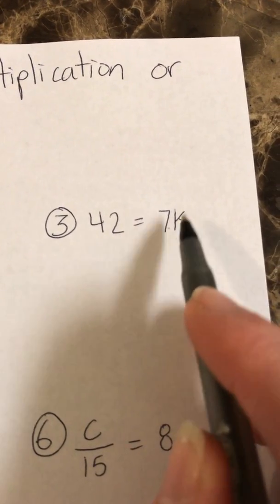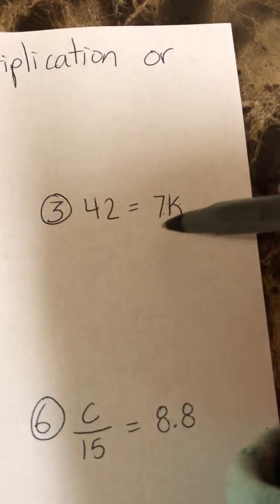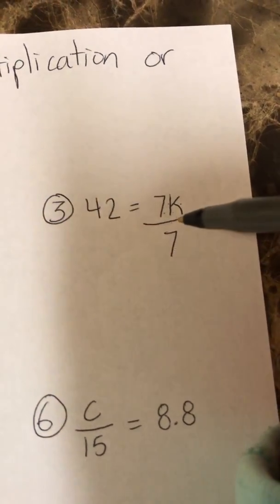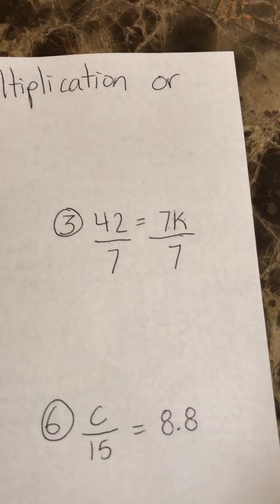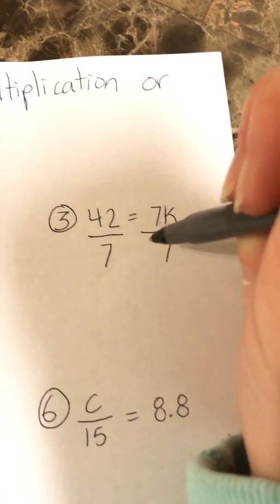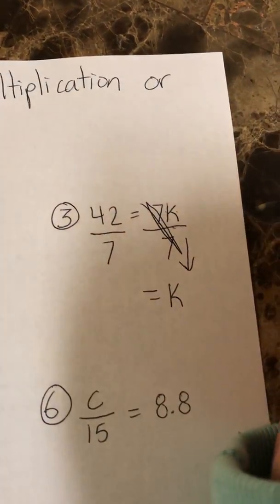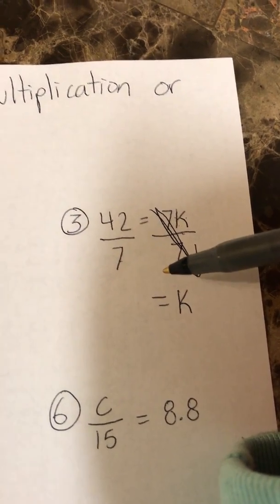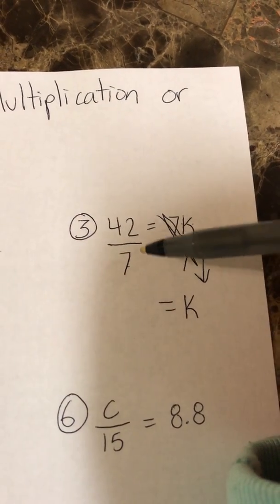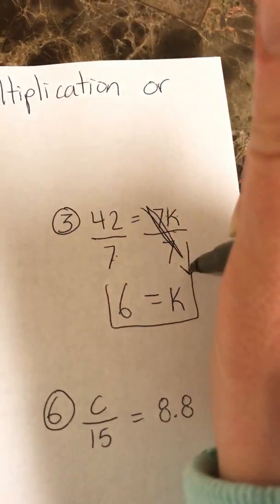So in order to cancel out my multiplication right here, I have to do the opposite, which is division. Since the 7 is attached to the k, I have to divide this by 7. What I do to one side, I have to do the other side. So I have to divide my 42 by 7 as well. Now I have to solve. Remember, my 7s just cancel out here, my k is going to come on down. I have to figure out how many times my 7 will go into 42. You should know that 7 times 6 equals 42. So my 7 goes into my 42 6 times. So 6 equals k is my answer.